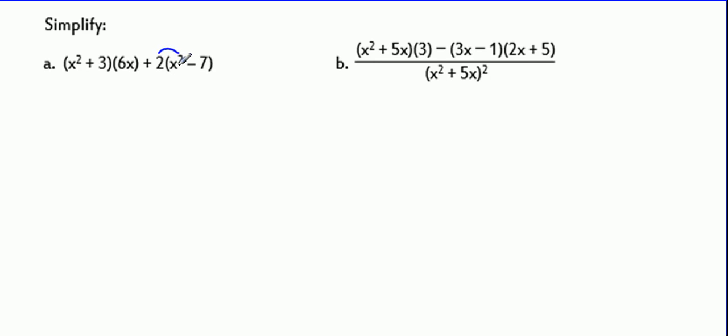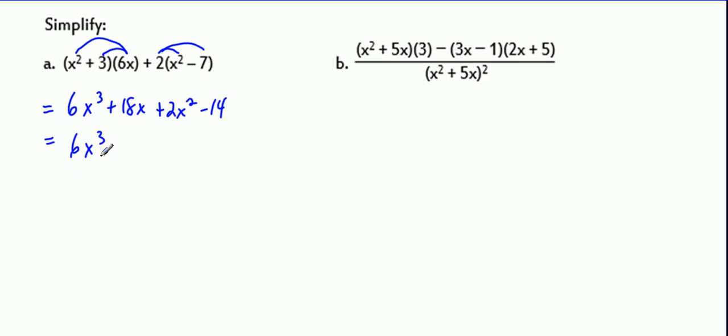Now, when you look at this first one, it's pretty clear to distribute the 2. With this first one, you should really be distributing the 6. And I know we usually have the thing being distributed on the left, but multiplication is commutative. The order doesn't matter. You can turn it around and rewrite it with the 6x in front if you want. But ultimately, you're going to have 6x cubed plus 18x plus 2x squared minus 14. And then we're going to put this into a usable form.